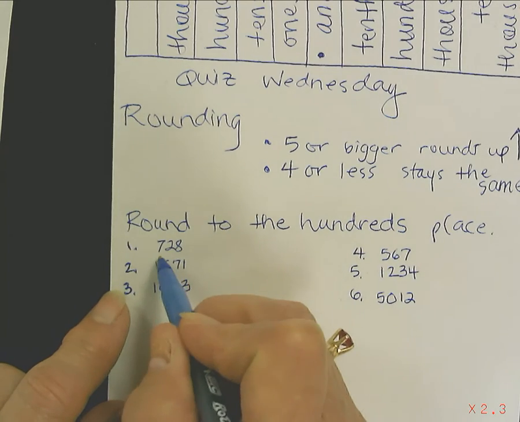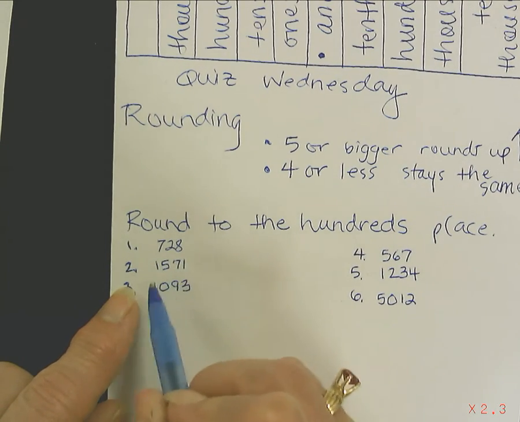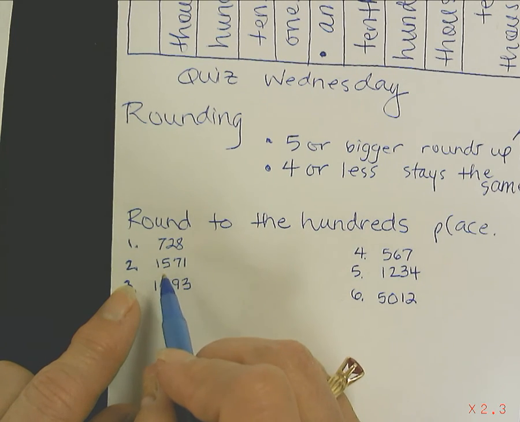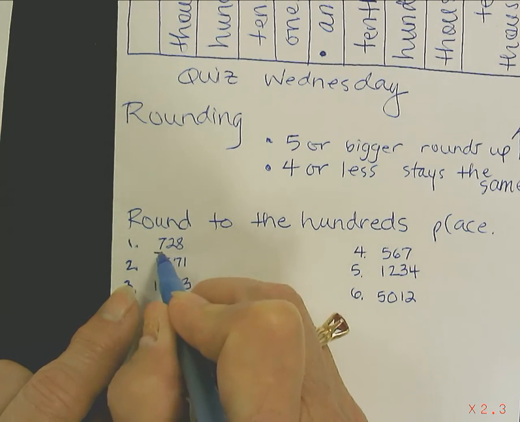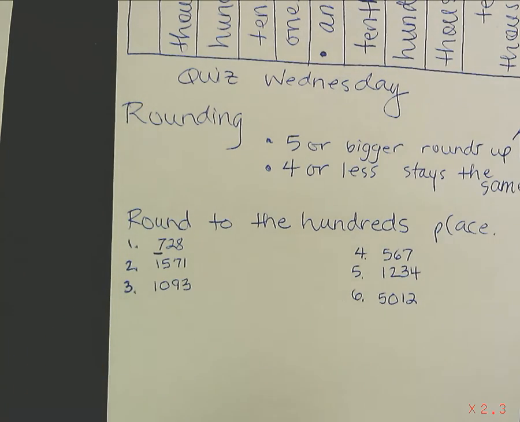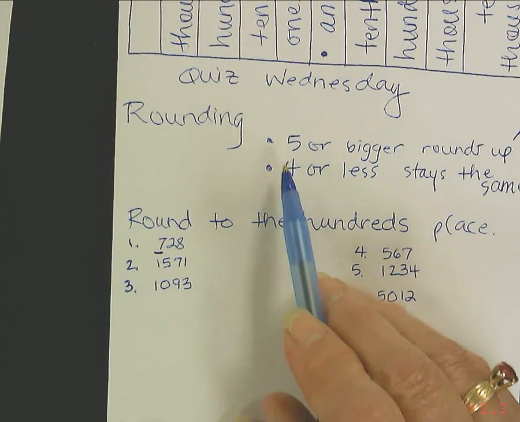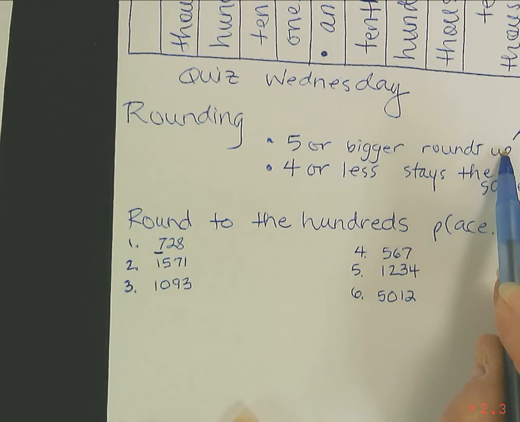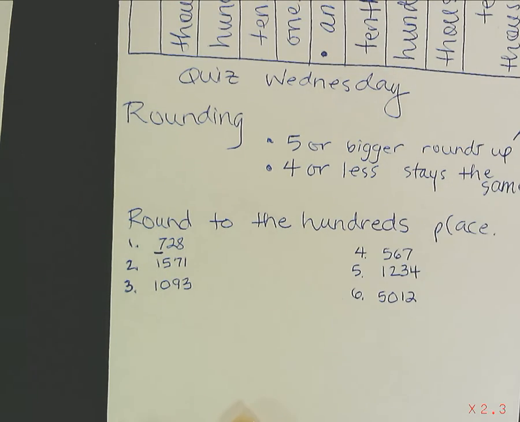So in this first one, I'm going to underline the number in the hundreds place. Davis, which digit is in the hundreds place? 7. I'm going to underline the 7, but you know what? That's not the number I'm going to look at to tell me how to round. I'm going to look behind it at the 2. The 2 is going to tell me what to do about the 7. The 2 is going to tell me I either leave that 7 alone or I round it up to the next number, okay? And that's where these 2 rules come in handy. 5 or bigger rounds up to the next number. 4 or less stays the same, okay?